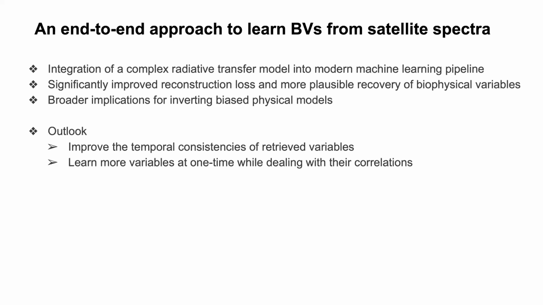Also, currently we only learn 7 variables, but as you have seen from the table, there are more than 7 variables to learn, but they have correlations. So we hope that we can address the correlation issues and learn more variables at one time, if possible.